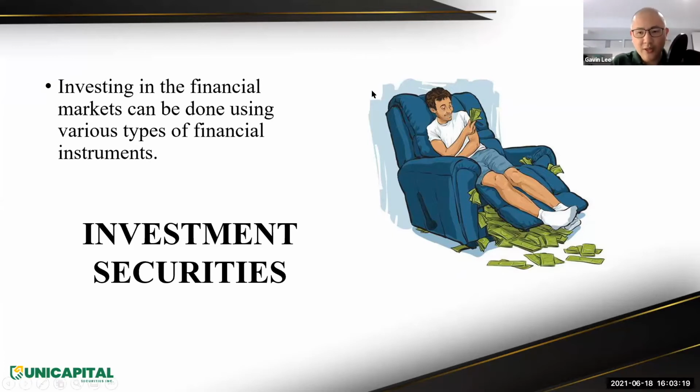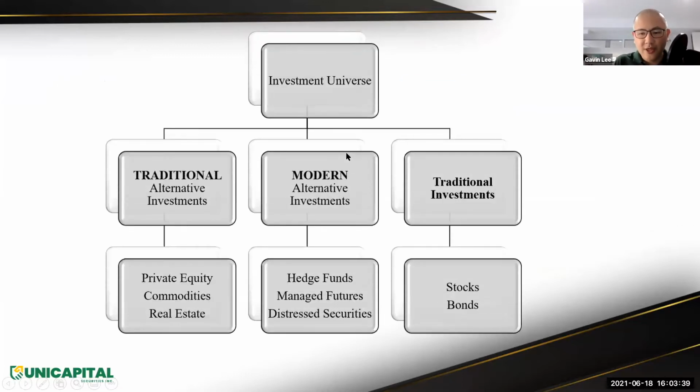But just to orient some of you who might not be aware, when we invest in the stock market, the stocks are actually called securities. So financial securities. Bonds are also a form of securities. So all these things that we invest in, they're called securities. Now, there are different types of financial instruments that we can get into as investors, and there are many ways of categorizing it. So here's one way of looking at it. We like to call it the investment universe.